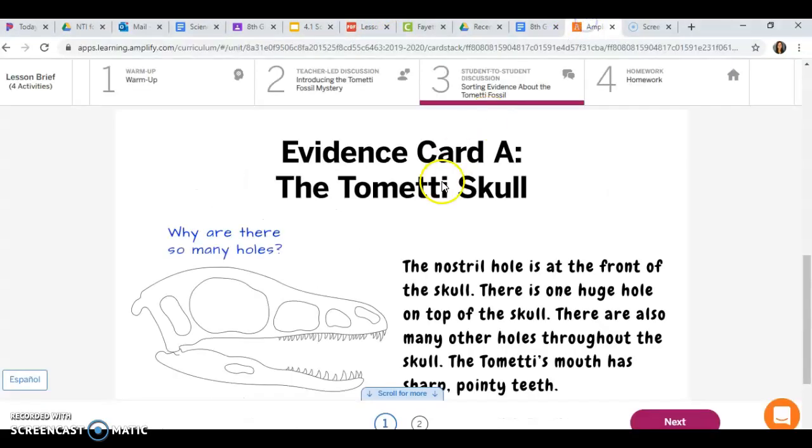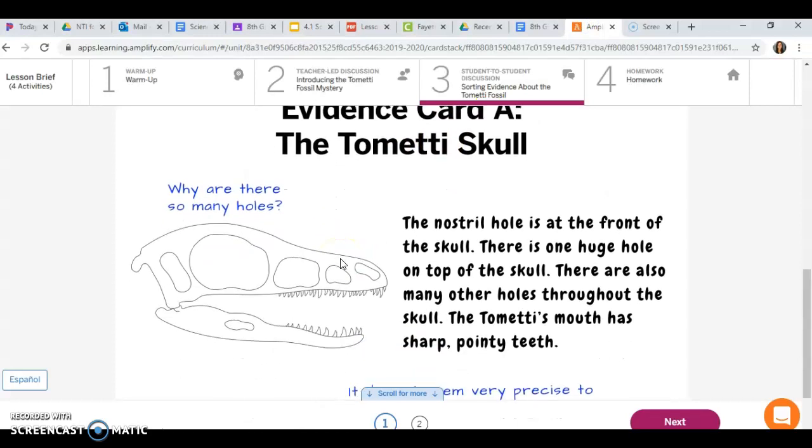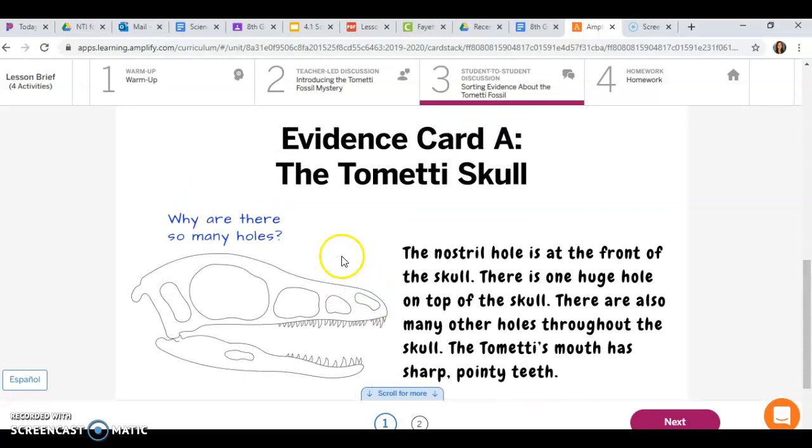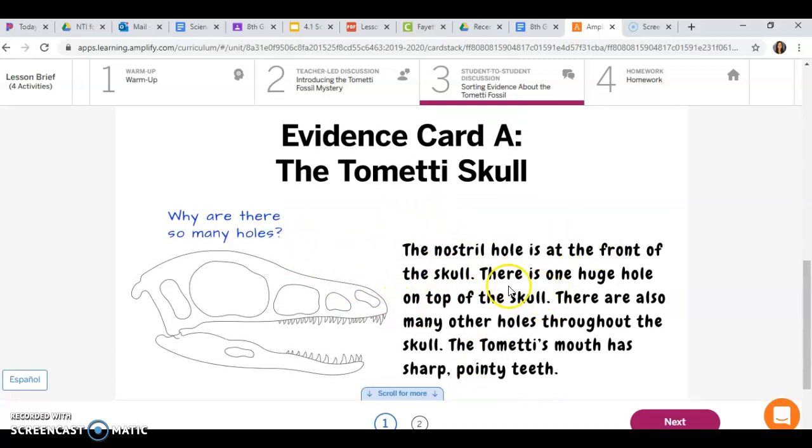And this is an example of something you're going to do. Like I already said, this is going to be outside of Amplify, and you'll find it in the Google Classroom. So you get evidence cards like this, and the evidence cards will give a little bit of information. This one says, the nostril hole is at the front of the skull, up here. There's one huge hole on the top of the skull. There's also many other holes throughout the skull. The Timeti's mouth has sharp, pointy teeth. So that is an observation.